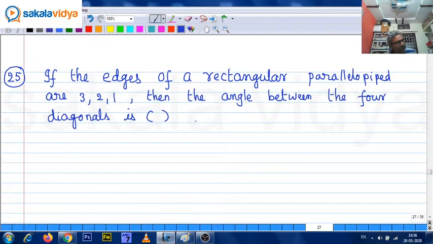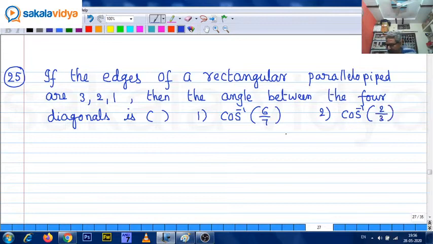Okay, first option: cos inverse 6 by 7. Second option, cos inverse of 2 by 3. Next, third option, cos inverse of 13 by 14. Fourth option we have cos inverse of 9 by 14.